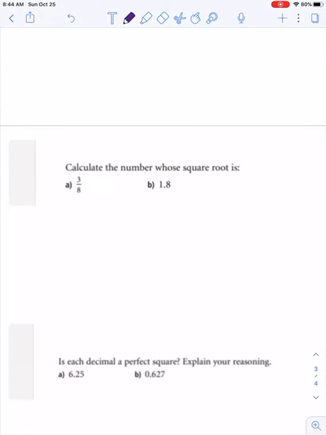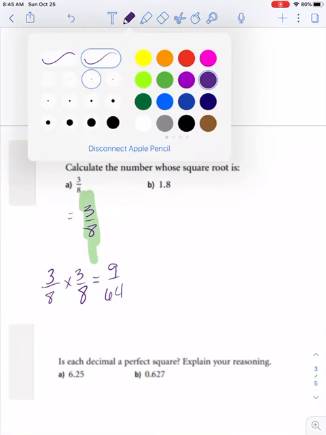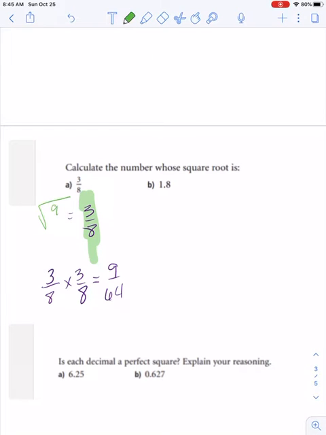If I'm giving you the square root, so I'm asking what is the number whose square root is 3 over 8, I know that I have to multiply this by itself. So I'm going to have to do 3 over 8 times 3 over 8. When we're multiplying fractions, we do the numerator first. 3 times 3, 9. 8 times 8, 64. So the square root of 9 over 64 would be 3/8.